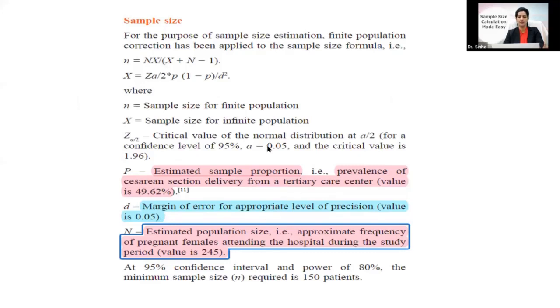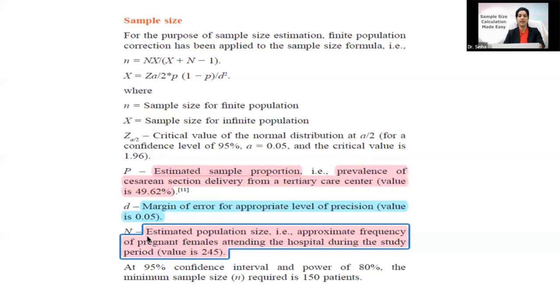So you just see this colored portion. So this colored portion is the estimated proportion. This estimated proportion you can see here, this is the prevalence of cesarean delivery, and he has taken this reference 11. So this author has used a published literature to see the value of his outcome variable. So he or she has taken 49.62. So that is the proportion, and margin of error he has taken as 0.05. So 5% he has converted into decimal and it is 0.05.